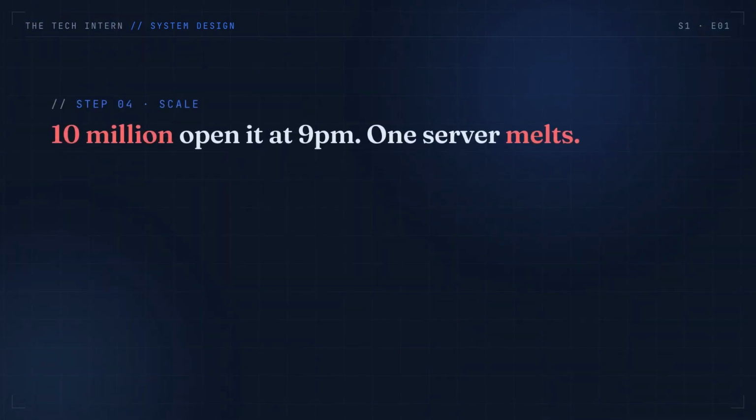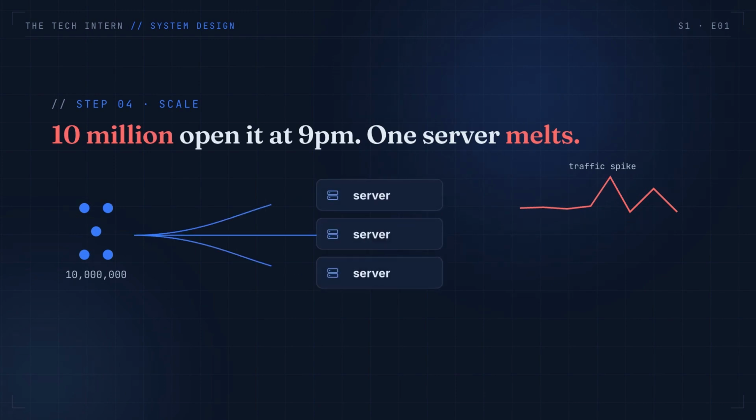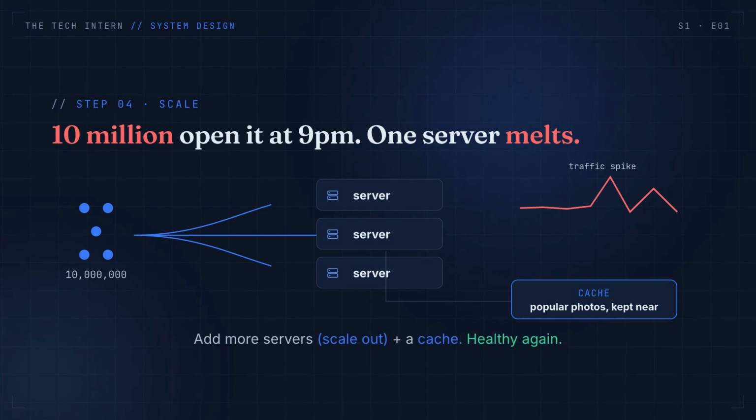And now step 4. Scale. This is where it gets really fun. Picture 10 million people opening Baby Instagram at 9 pm. That one little server? It melts. Think of one ticket counter facing an entire stadium. So we add more servers. A whole row of them splitting the crowd. That trick is called scaling out. And the photos everyone wants? We keep copies close by, in a cache, so we're not bothering the database every time. More servers plus a cache. And just like that, green lights. We're healthy again.